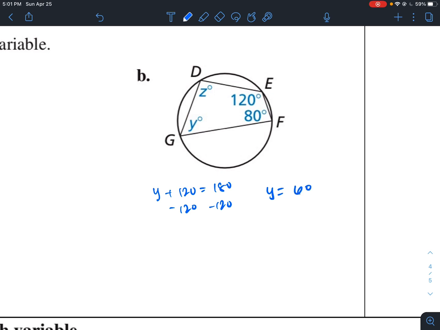And then same thing for these two angles, D and F have to equal 180. So we could say z plus 80 has to equal 180. Subtract 80 from both sides, and in that case z has to be equal to 100 degrees.